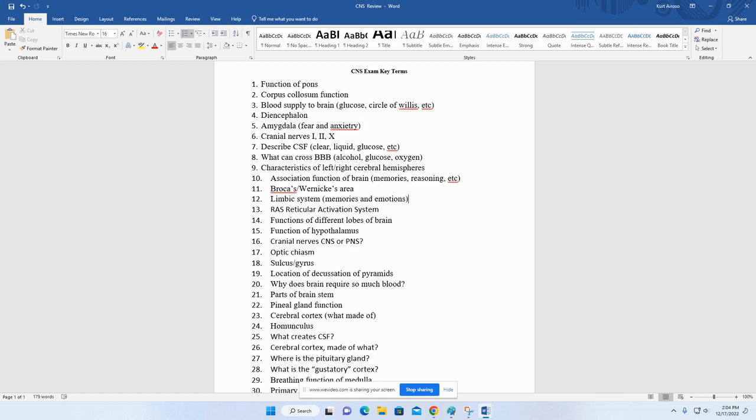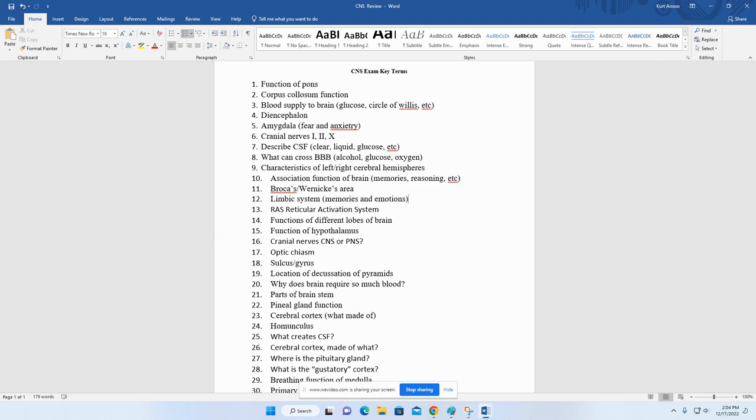Functions of different lobes of the brain. Remember, parietal lobe is mainly sensory. It contains the primary somatosensory cortex. Frontal lobe contains the precentral gyrus, which is the primary motor cortex. The temporal lobe, which is on the side of your cerebrum, that's auditory. Occipital lobe, which is in the very back, is for visual stimulation. Visual stimuli go to the occipital lobe in the very back, or posterior, of the cerebrum.